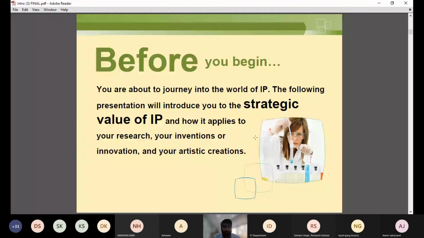Applying for an IP is a must, that whatever you are inventing, or if you have conceptualized something, you should first file it with the Indian Patent Office or the Controller General of Patents, wherein you can claim that you are the first author or the first creator of that particular work. But with the strategic value of IP, we will also learn how it can be applied to your research work that you are doing in your labs, how it can apply to your invention.